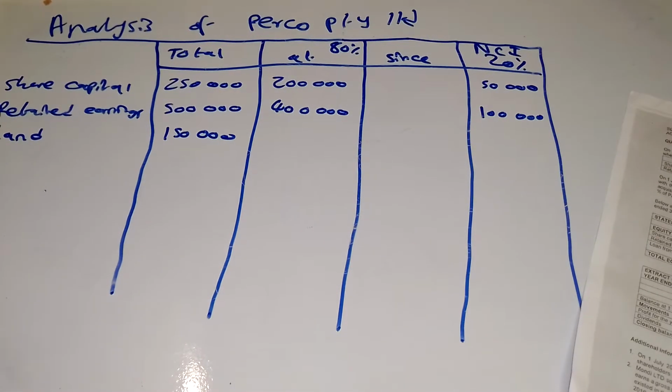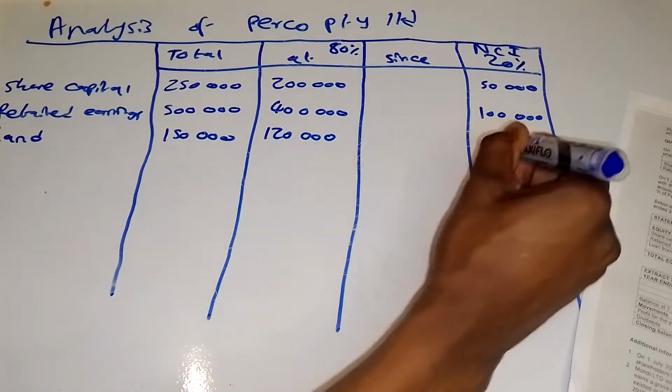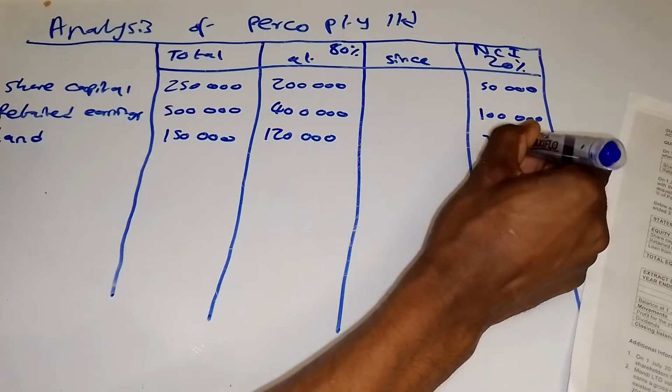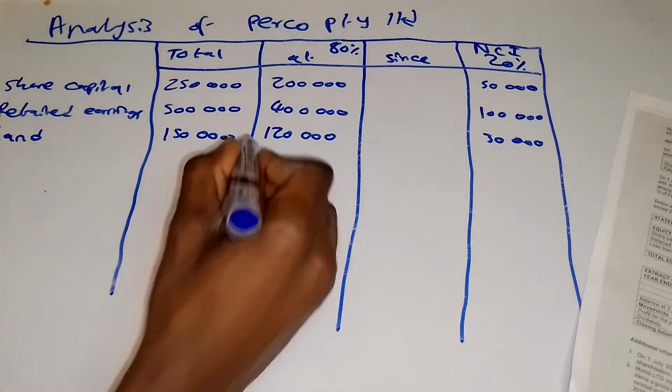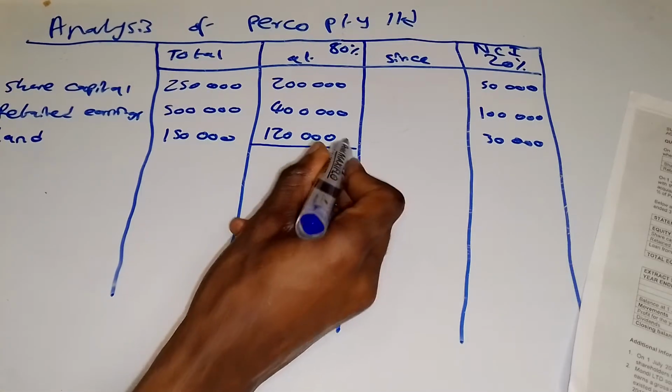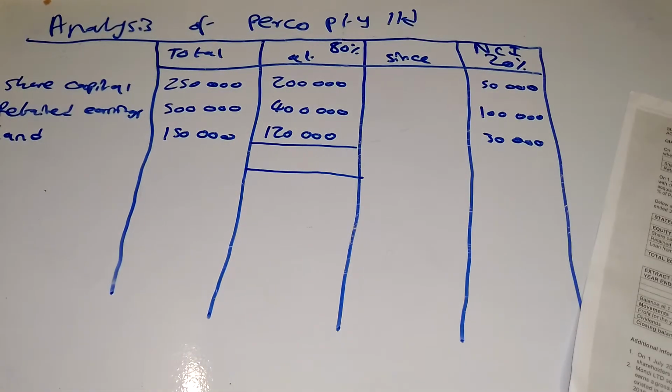Okay, now again let's proceed to land. Our land is 150,000, which is going to give us 120,000 and 30,000. Then from there we can determine whether it's a goodwill or it's a gain. Firstly, we must get the total of what we purchased.